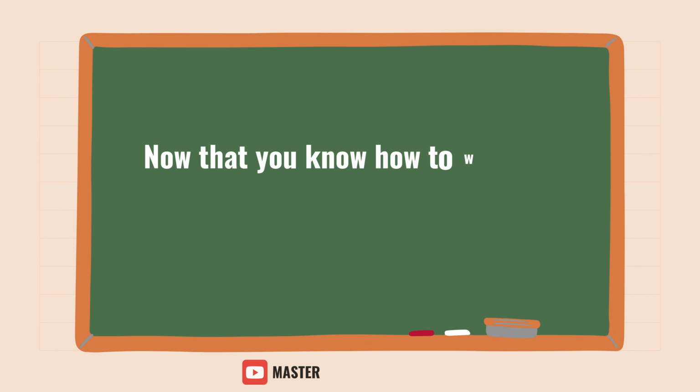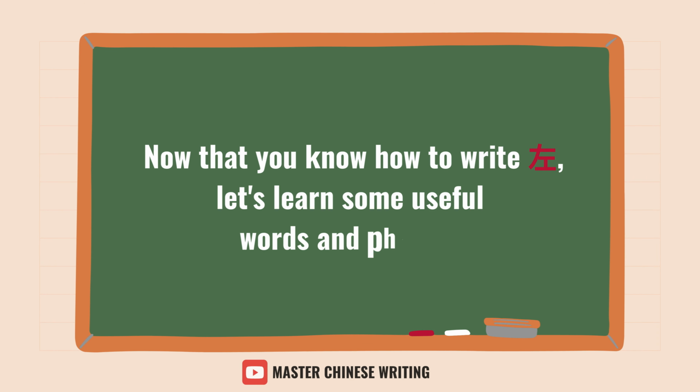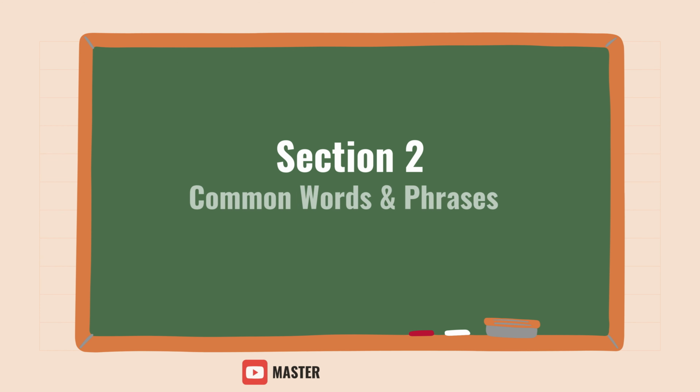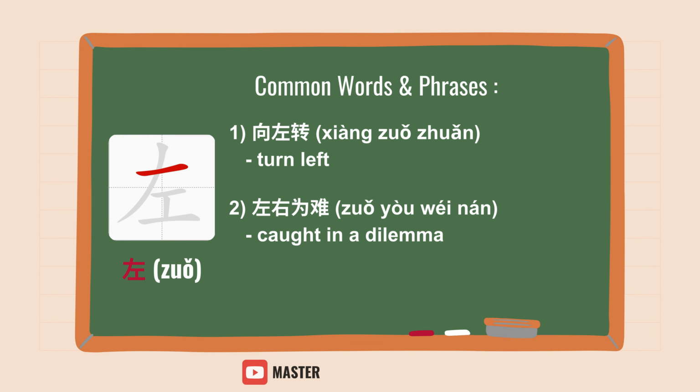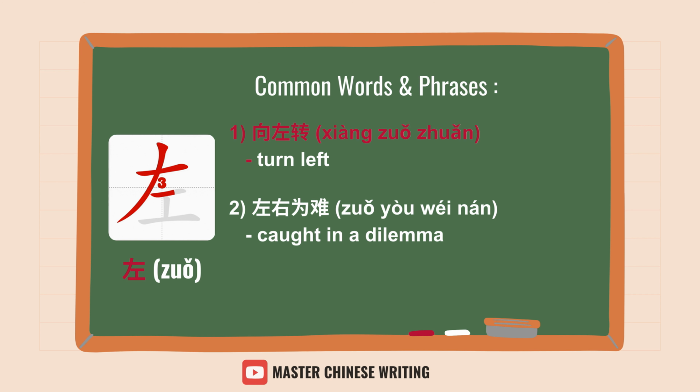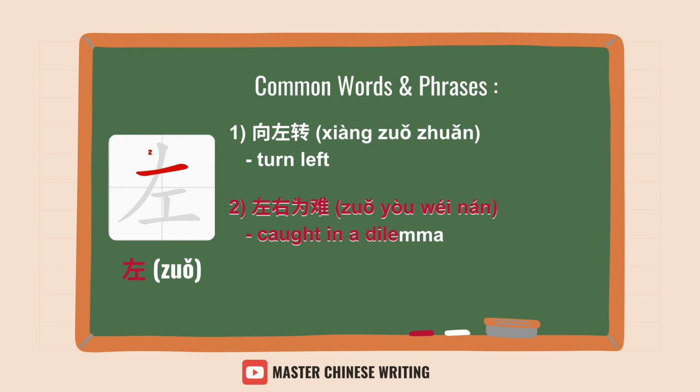Now that you know how to write 左, let's learn some useful words and phrases. Section 2. Common words and phrases. 向左转, turn left. 左右为难, caught in a dilemma.